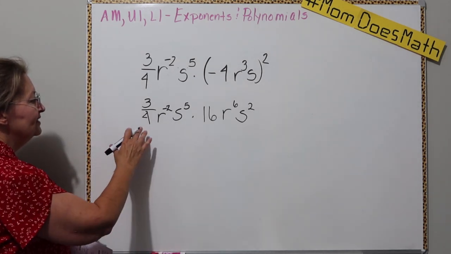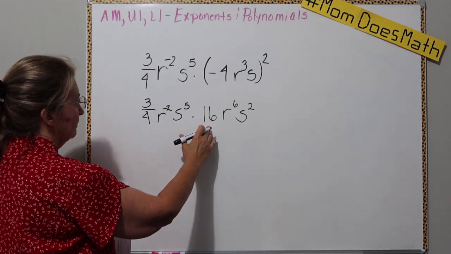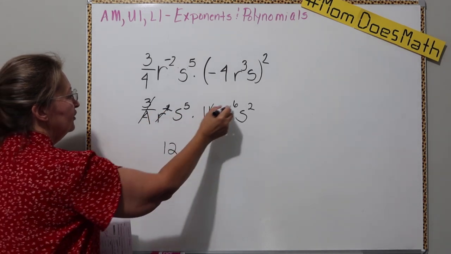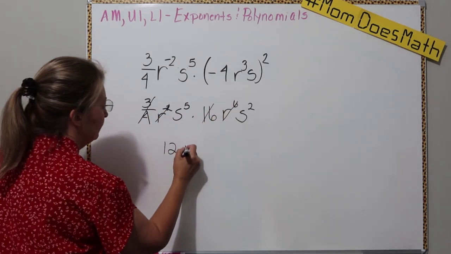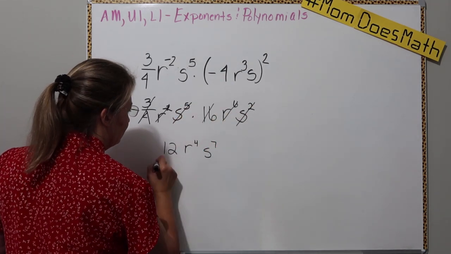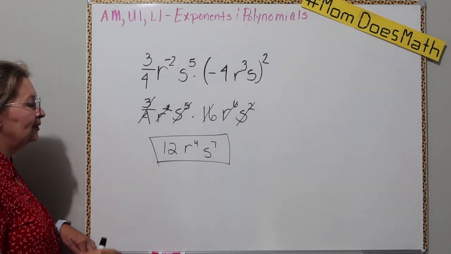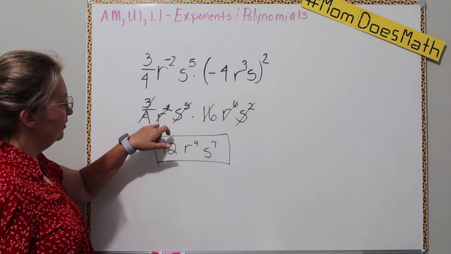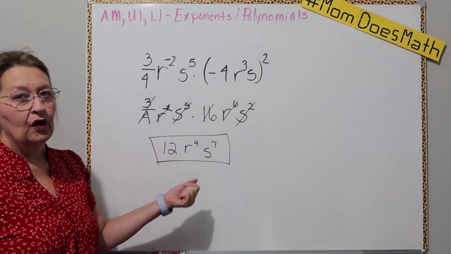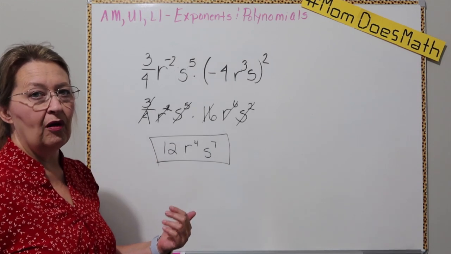So now, let's combine. 3/4 times 16 is 12. So that took care of those two. Then r to the negative 2 times r to the 6th. You're going to add. That's going to give you r to the 4th. And then these two is s to the 7th. That's all there was to it. Now yes, you could flip this and then subtract, but like I'm saying, if you have a base with a negative exponent multiplied times a base with a positive exponent, go ahead and combine those exponents first, because that may take care of your negative exponent problem.